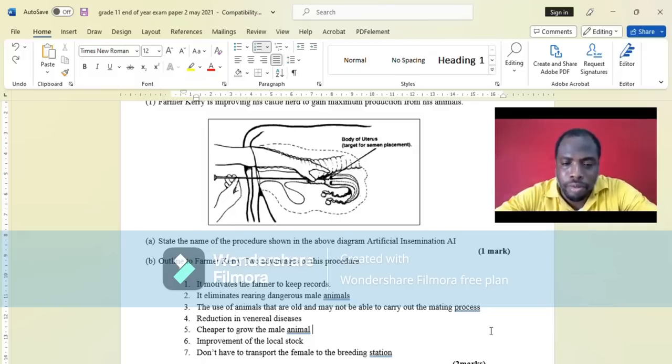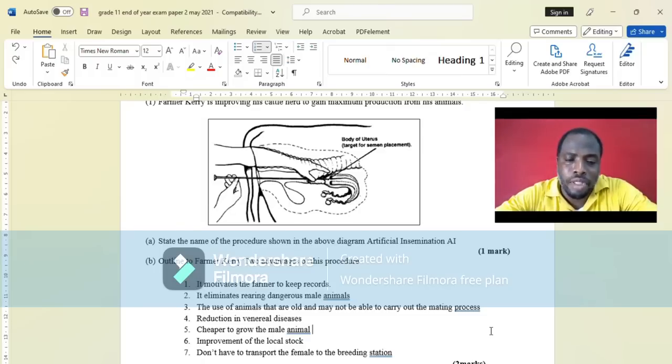It is also cheaper than growing the animal. If you're going to be growing a male, you would have to invest in medication, labor, feed, and other inputs. That would be much easier than to acquire the sperm from the desired male animal and then introduce it into the female.